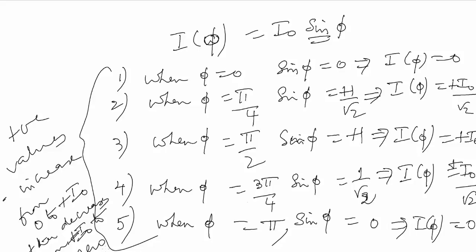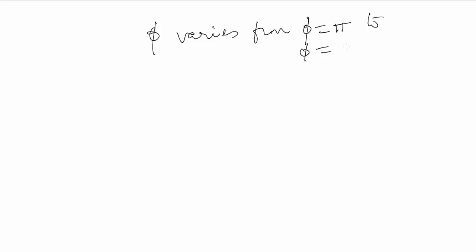Then the increment from phi equal to pi to phi equal to 2 pi will be our next attempt. Next, phi varies from phi equal to pi to phi equal to 2 pi.